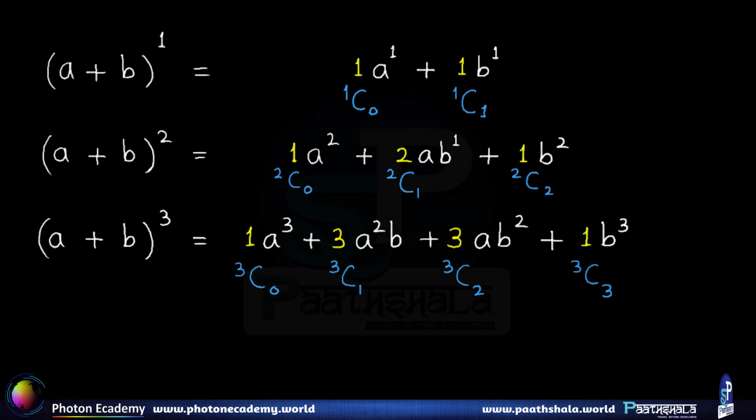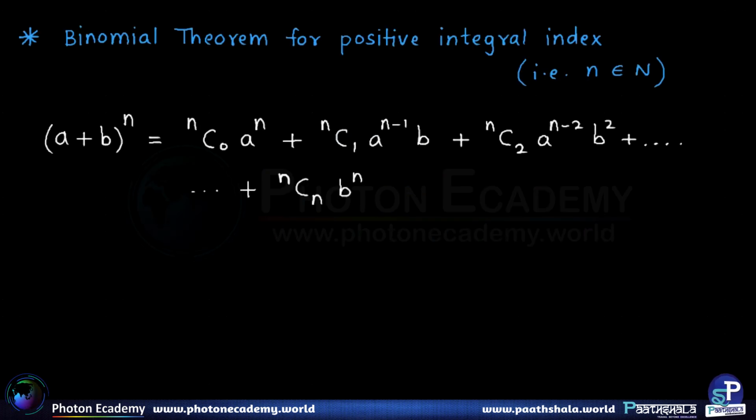So now, if we want to generalize and get an expression for (A plus B) whole raised to n, where n is a natural number, clearly we can get a pattern, and that is what is given on the next slide, and that is the statement of the binomial theorem. So here it is. For a positive integral index, that is when n is a natural number, we have (A plus B) whole raised to n given by, you see, we start off with nC0 and the highest power of A, that is A raised to n.